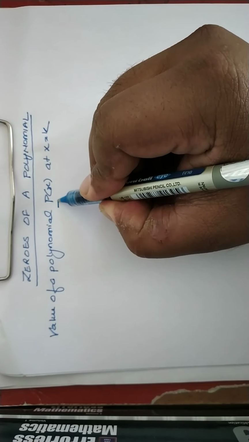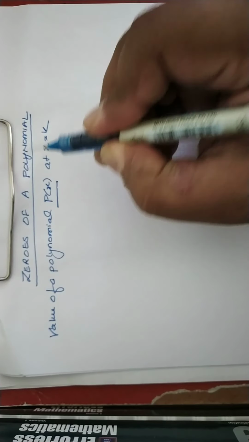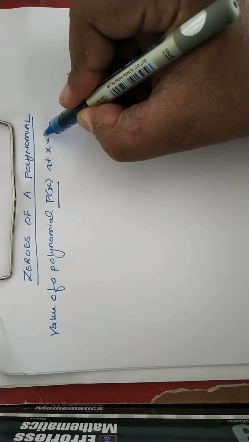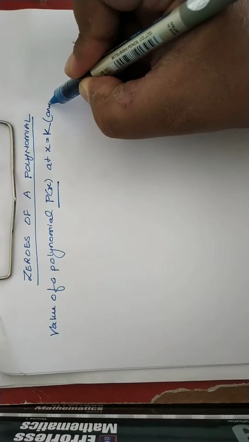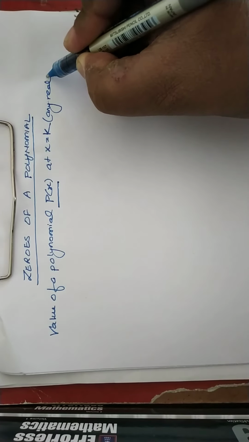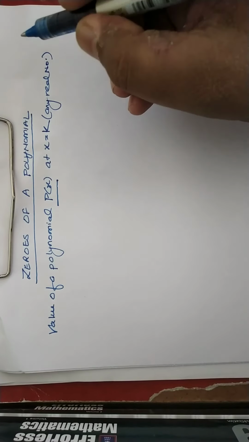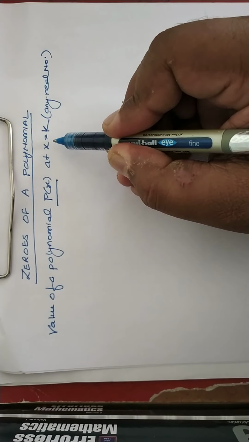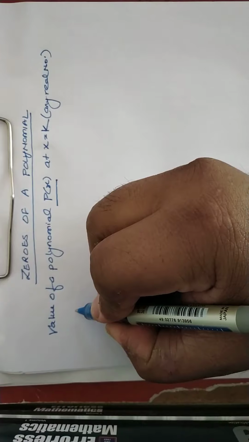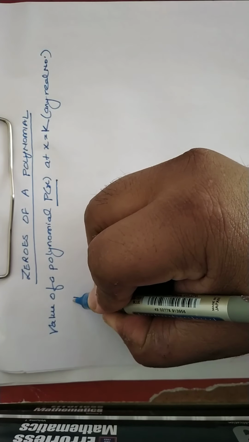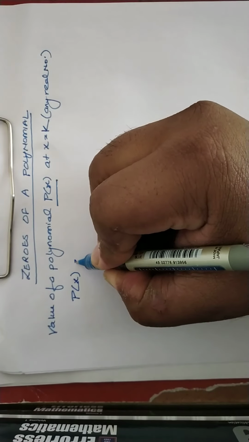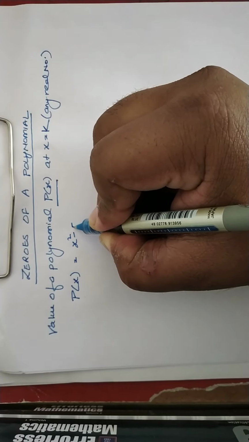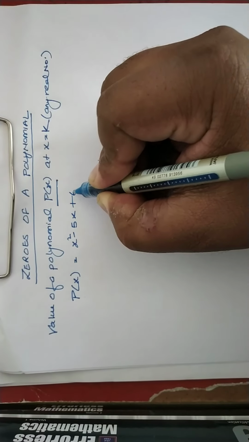Let p(x) be any polynomial in variable x and k be any real number. Then what do you mean by the value of the polynomial p(x) at x equal to k? Let us take an example of a polynomial in x. Let p(x) equal to x square minus 5x plus 6.